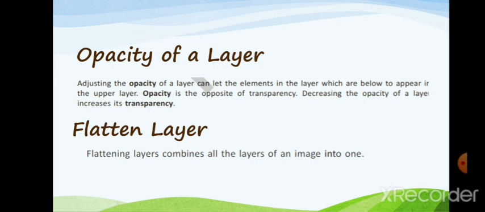Flatten layers combines the layers of an image into one, but only temporarily. If you want to merge your layers, you want to convert your layers into one single image, you have to use the merge layers option instead of using flatten layers. Merge layer option you can use from the Layers menu, and flatten layer you can also use from the Layers menu. But the difference is merge layer will permanently combine the information, and flatten layer just combines the layers temporarily.